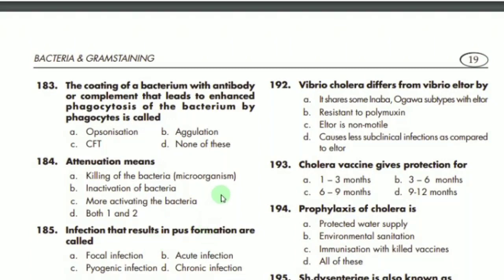MCQ 192 says that Vibrio cholerae is different from Vibrio El Tor by causing less subclinical infection as compared to El Tor. So D is the correct option. MCQ 193 says that the cholera vaccine gives protection for 3 to 6 months. B is the correct option. Prophylaxis of cholera is what? It is mostly protected water supply, environmental sanitation, and immunization with killed vaccine. All of these. D is the correct option.